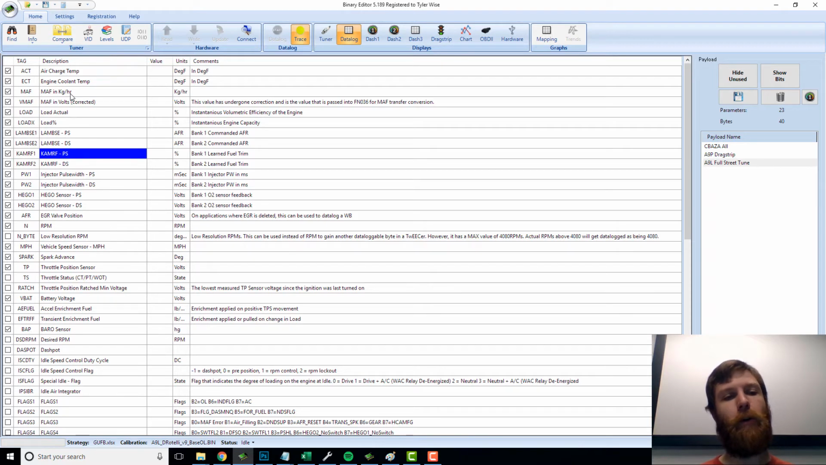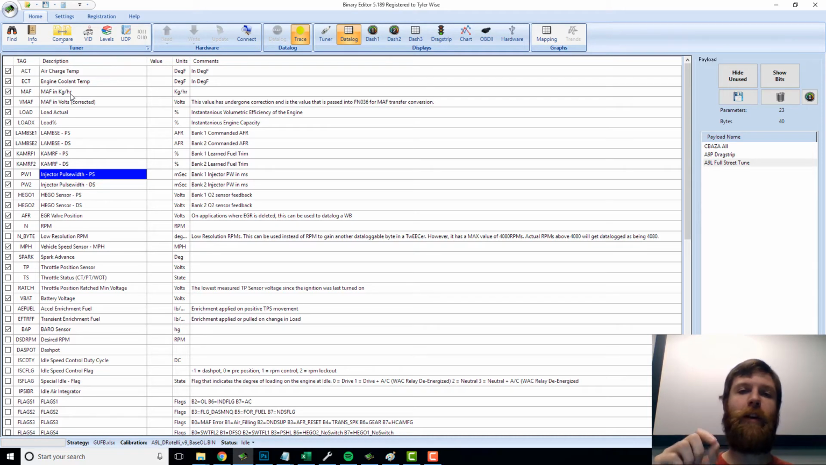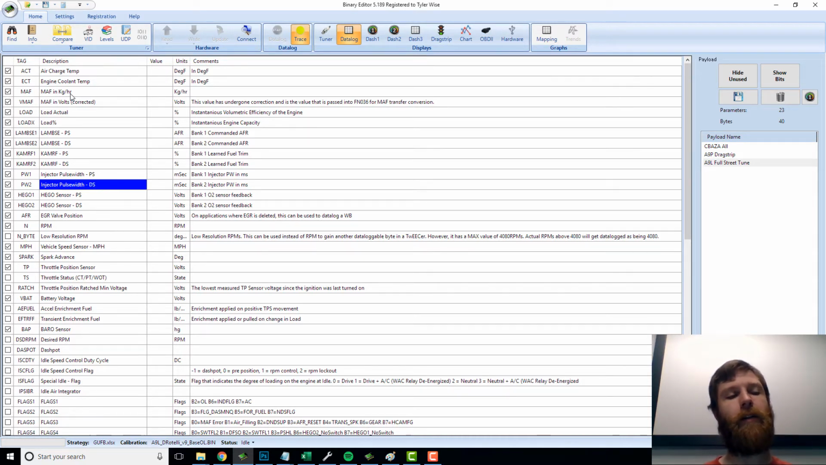So the KAMRF is the fuel trims. The LAMSI is the air to fuel ratio that the computer is asking for in order to be happy. You have your HEGO sensor. So this is the actual reading coming from each oxygen sensor that ultimately leads to fuel trims happening. This is your actual injector pulse width. So every time an injector opens, it stays open for a certain amount of time. The longer it stays open, with each pulse, the more fuel you're going to get through the injector. So this is a direct measurement of how long your pulse width is at a given time.